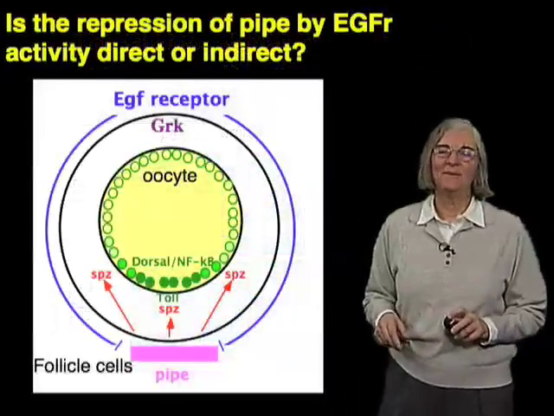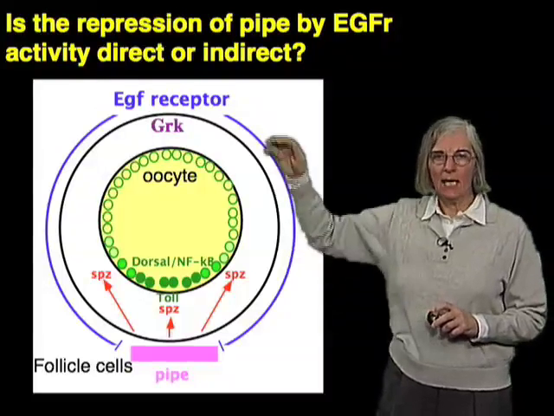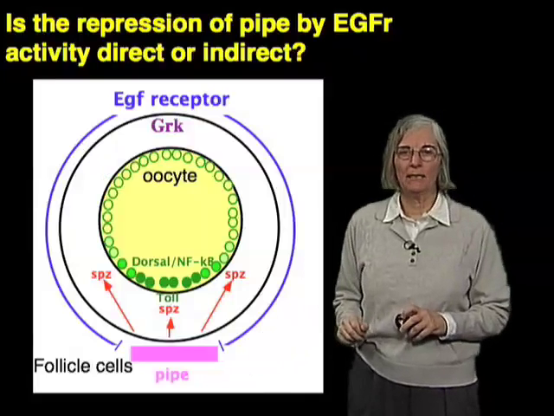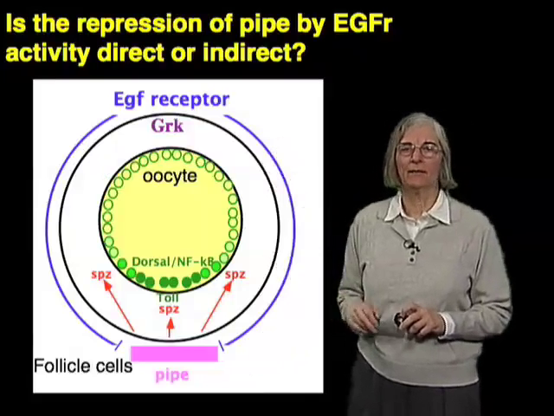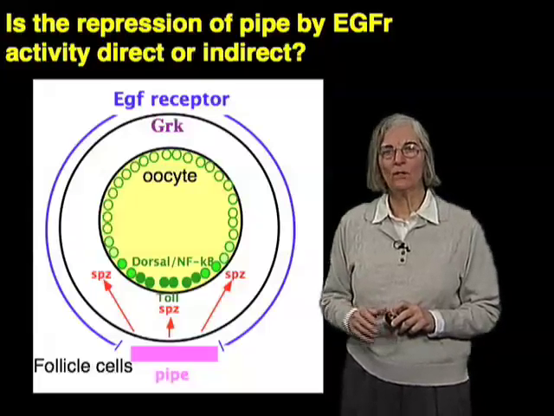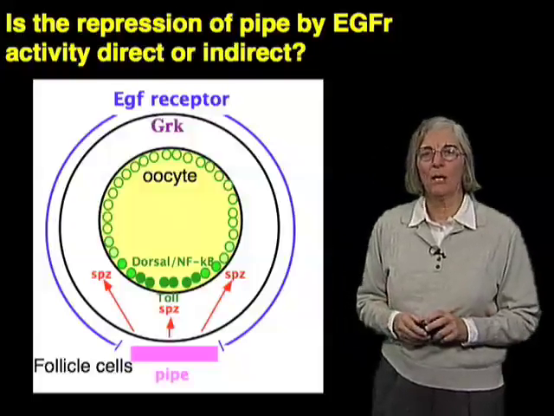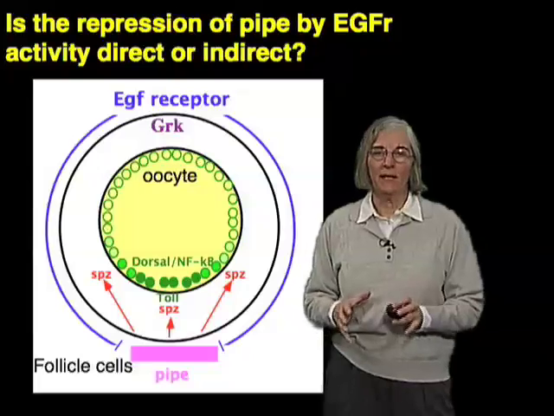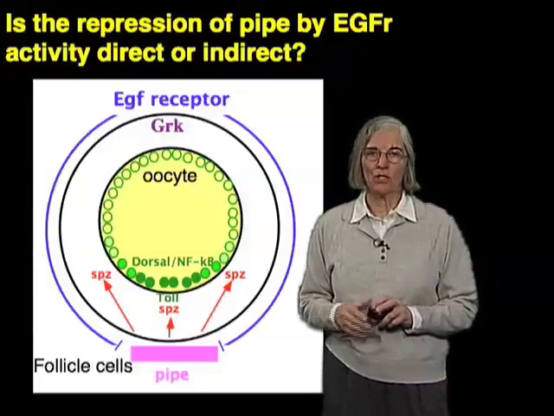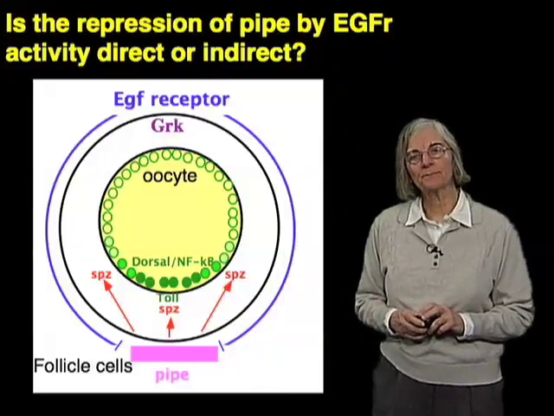So what we are then interested in understanding is how does the EGF receptor affect the expression of pipe? Is this a direct repression in response to EGF receptor activity, or are there many steps in between? Are there other signaling processes that intervene and that eventually regulate the expression of pipe and restrict it to the ventral side of the egg chamber?